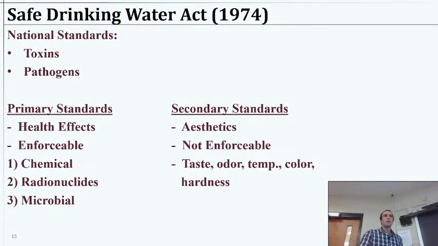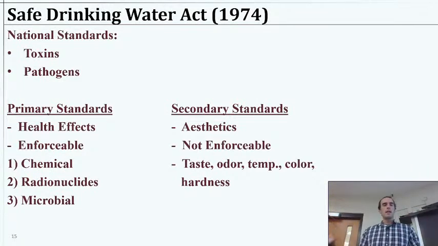Okay, so the enforcement, or I guess the legal side of our drinking water, comes from the Safe Drinking Water Act, 1974, and it really put forward two kinds of standards or categories of standards, which would be toxins and pathogens, as in, here are the things that we need to make sure are not in our water, right? Anything that's toxic, anything that's pathogenic, at pathogenic levels.